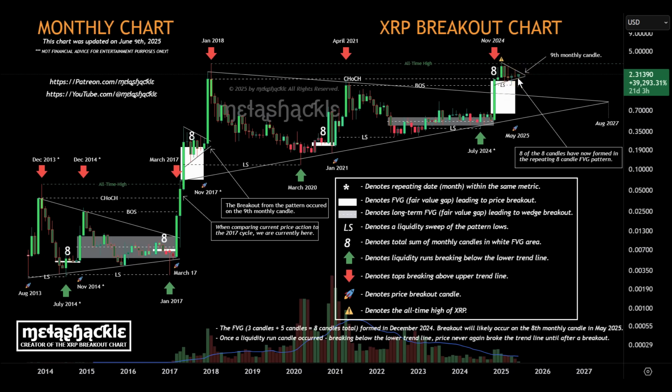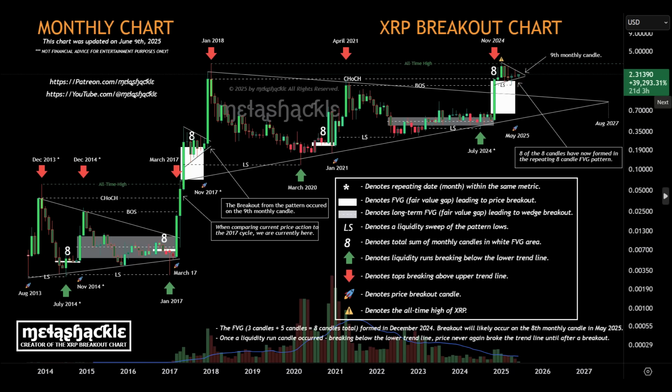So as you can see, this pattern has occurred 4 times previously: once here, twice here, third time here, fourth time here, and we are now in the 5th iteration. The 5th iteration more closely resembles the 3rd iteration of the 2017 cycle. There's only one thing missing from this chart at this point, and that is this breakout candle right here, which as you can see has still not formed on the chart.